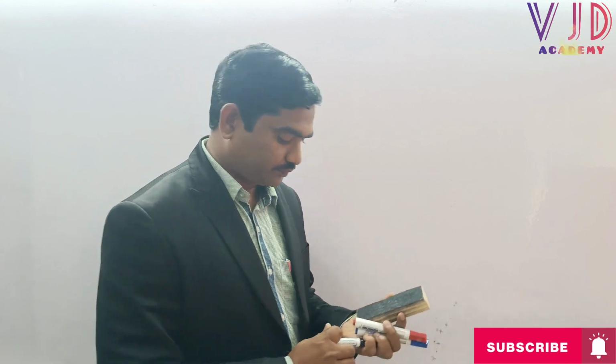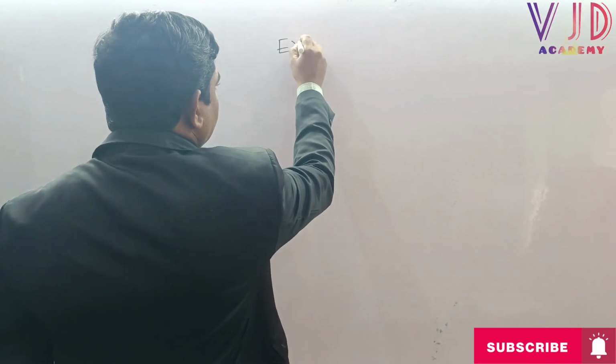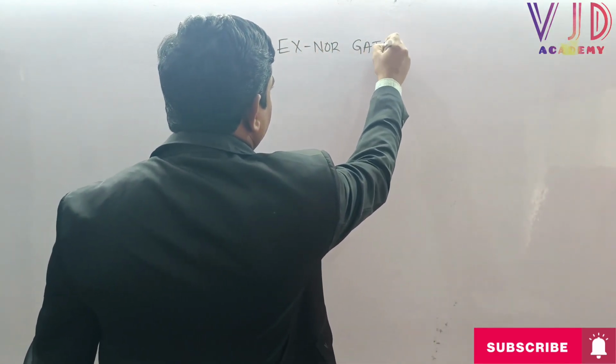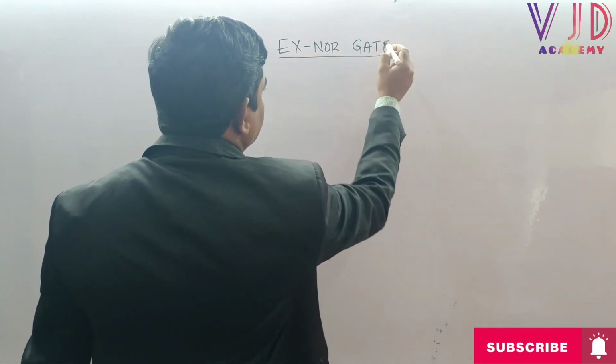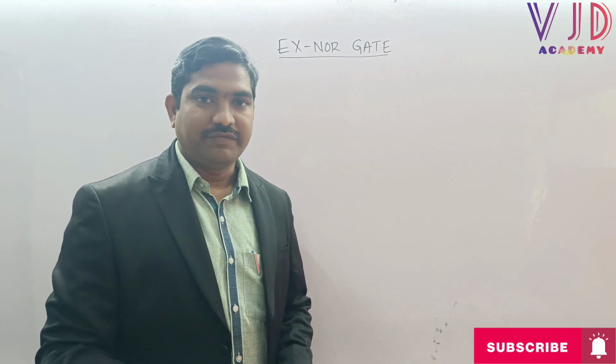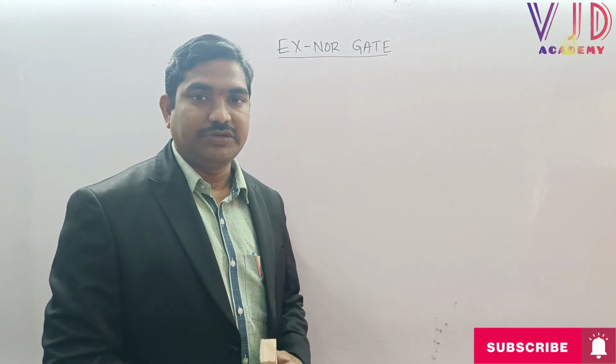Sir, up to now we have seen 6 types of gates. Now let us try to understand the leftover gate, which is called the XNOR gate. Sir, this XNOR gate is also called the coincidence gate, or we can say equivalent circuit. Why are we calling it by different names? Let us try to understand.